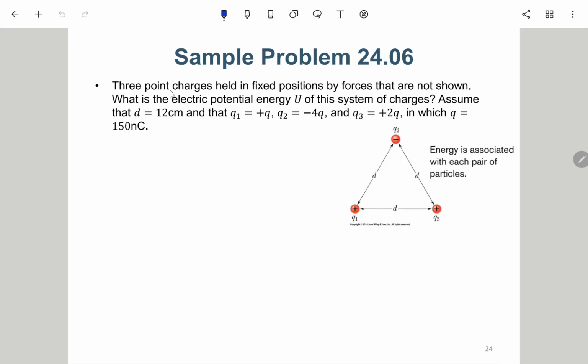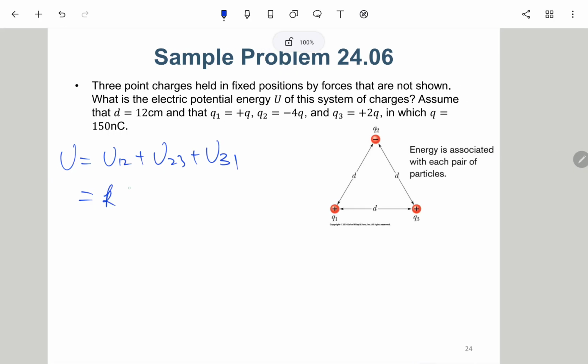Here it says three point charges are held in fixed position by forces that are not shown. What is the electric potential energy U of this system of charges? This is an equilateral triangle with Q1, Q2, Q3 to be these three amounts, and Q to be 150 nanocoulomb. So U will be U12 plus U23 plus U31. Altogether we have three terms. If there are 4 charges, that will be 4 times 3 over 2, which is 6 terms rather than 4.